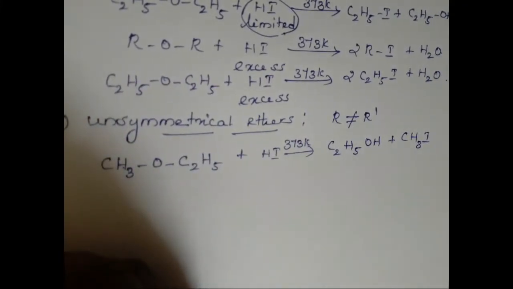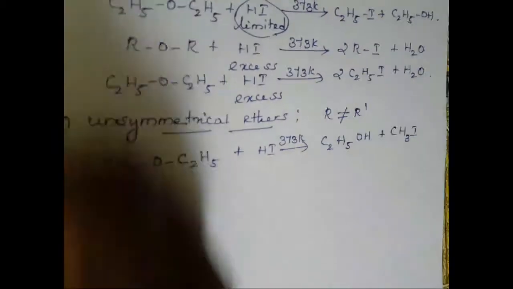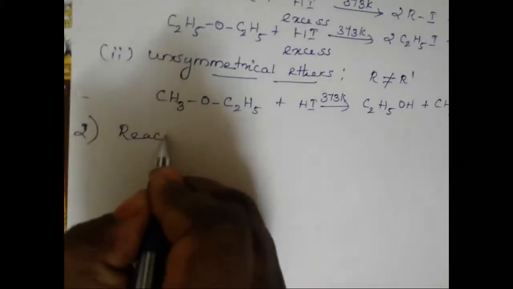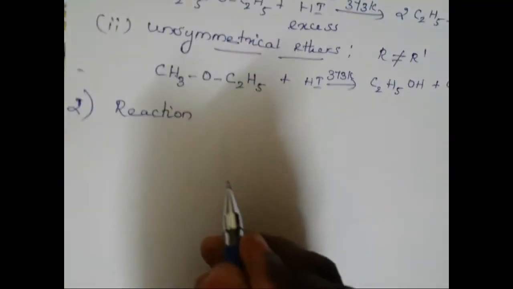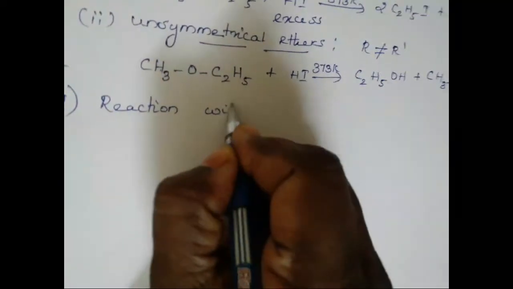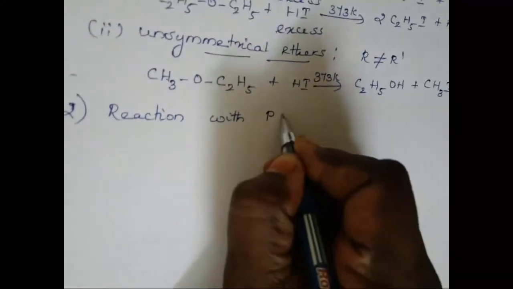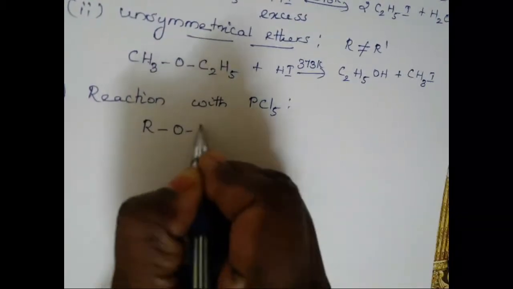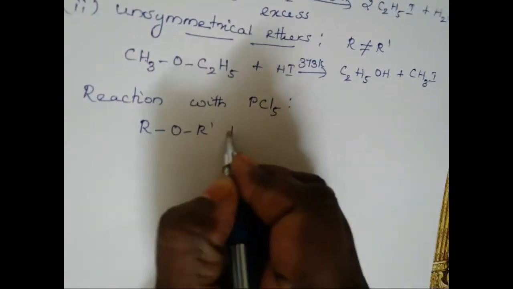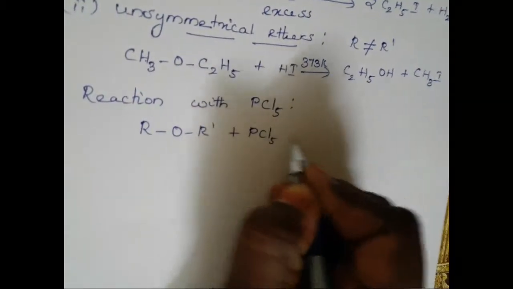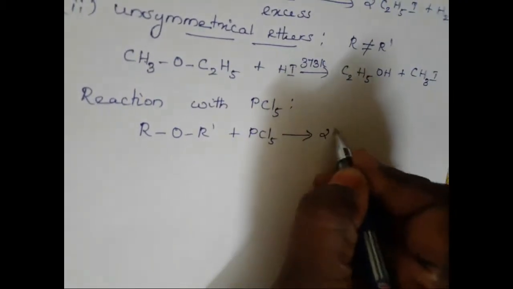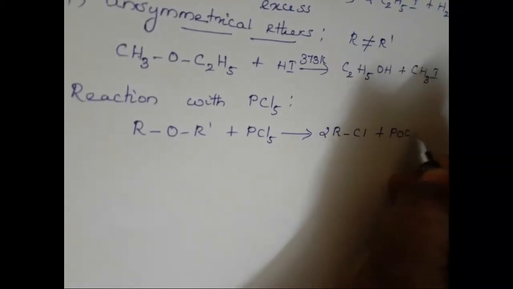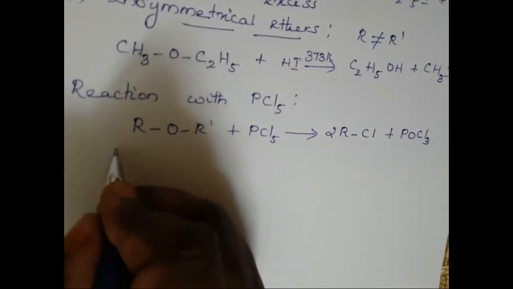Now let us see the next reaction. Reaction of ether with phosphorus pentachloride. This is the general formula for ether. When it reacts with phosphorus pentachloride, it will form two molecules of alkyl halide and POCl3. Let us see an example for this.